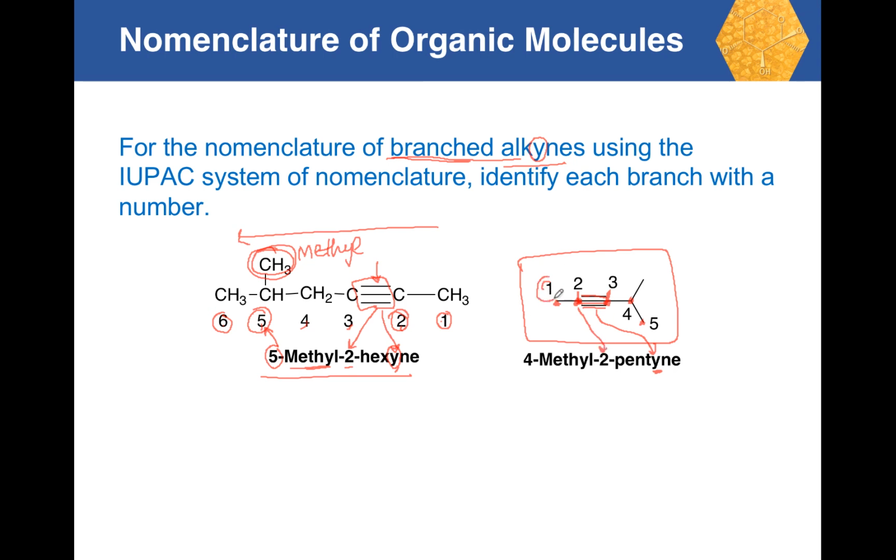Notice we're starting at this end this time because the triple bond is closest to this end and not this end. There is a methyl group right here, CH3. Why methyl? Because it's 1 carbon. And 1 carbon corresponds to methane, and the word is methyl if it's used as part of the name. So this methyl group is right here, and it's in position number 4 of that numbering. So it's become 4-methyl. Remember that we separate numbers from letters with a dash.